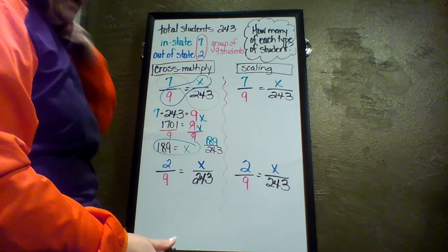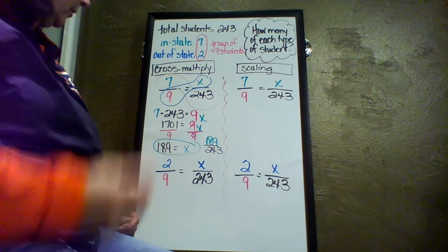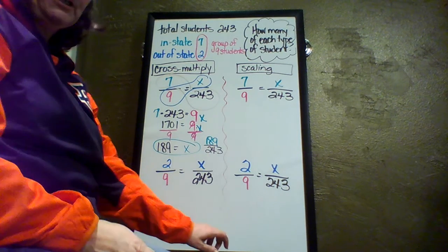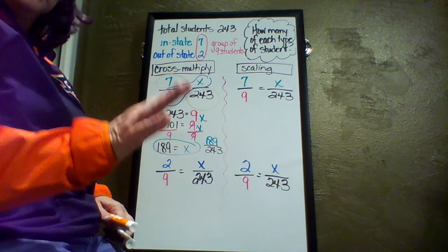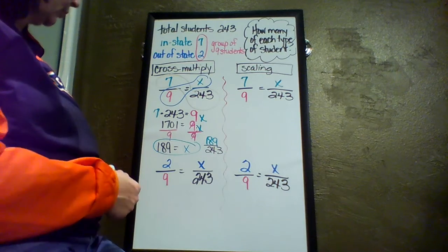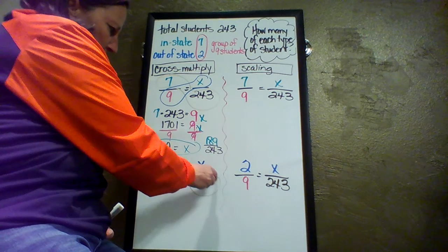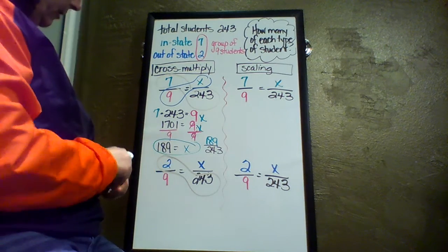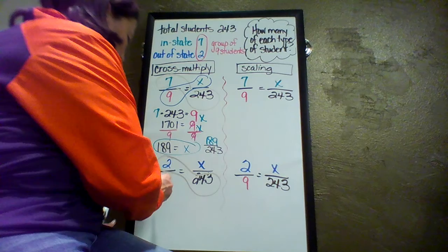Right now I have to find the out-of-state students. So I'm going to follow the same procedure with my out-of-state students, still using cross multiplication. So I take the numerator here, multiply by the denominator there. So this time I have 2 times 243.